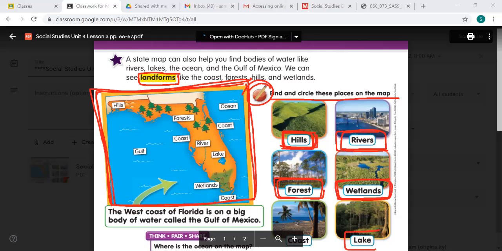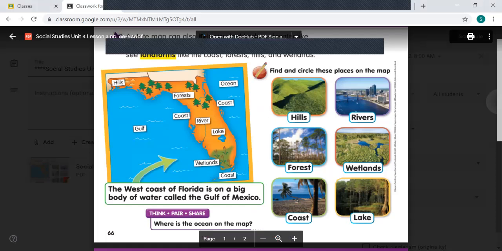All right, now we have lake. Find the lake on the map and circle that. Did you find it? Then we have coast. Find the coast. All right. I'm going to clear this and we are going to do this together now. I hope you found them, but if not, we will do it together.